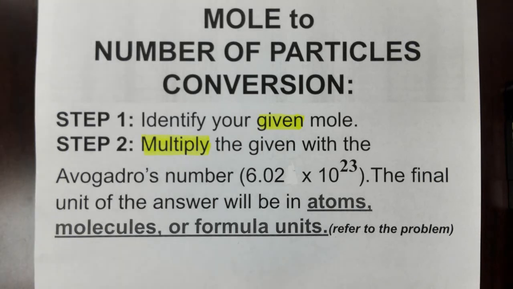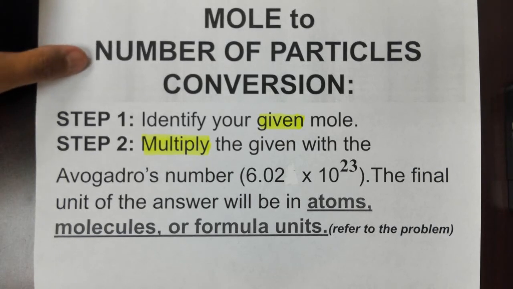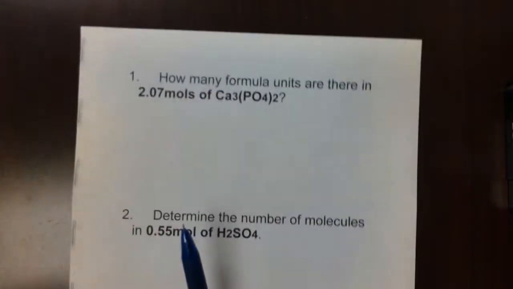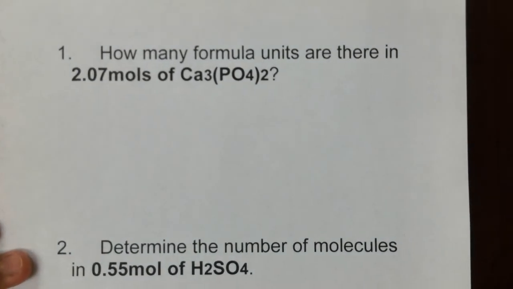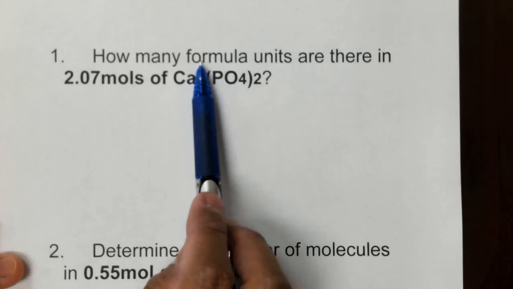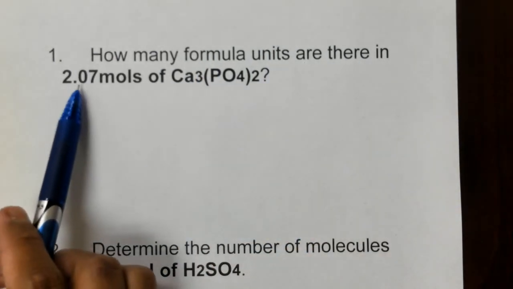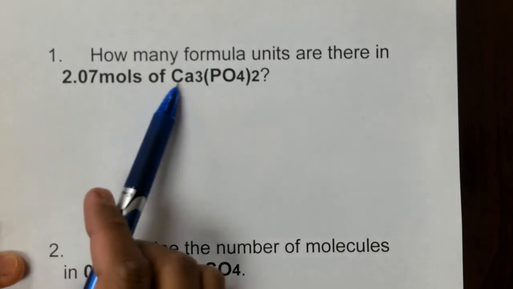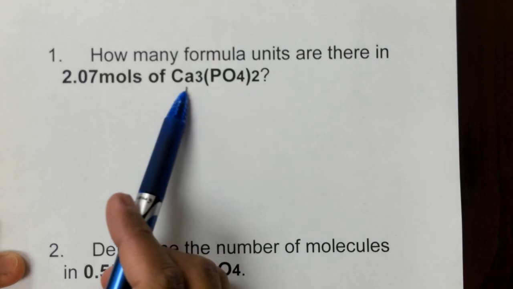Now let me give you sample problems in order to illustrate these 2 steps. Let's go to our first problem here. Let me zoom it out. The first problem says, how many formula units are there in 2.07 moles of Ca3(PO4)2? Now, do not get intimidated by the chemical formula that you are given.